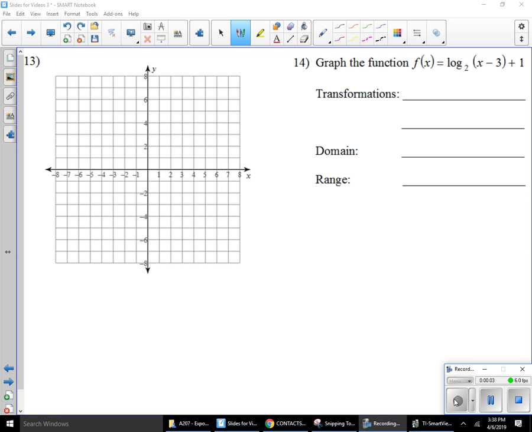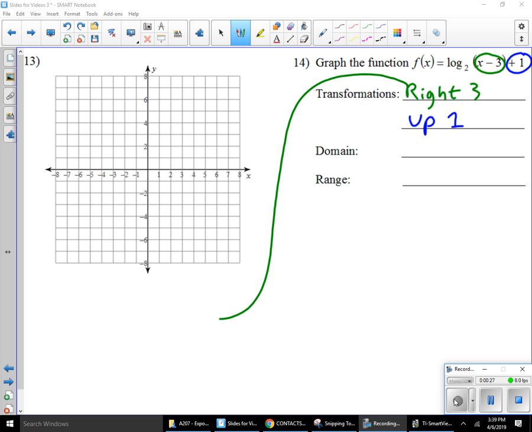Taking a look at the next transformation, note that I've got that x minus 3 inside of our logarithm, so that tells us that we're going to shift to the right 3. Recall, those are the opposite of what we expect. And we have that plus 1 on the outside, so this graph will shift up 1. So for logarithms, it's the left and right shift that determine the asymptote. So that will be the line that our graph does not cross right there.